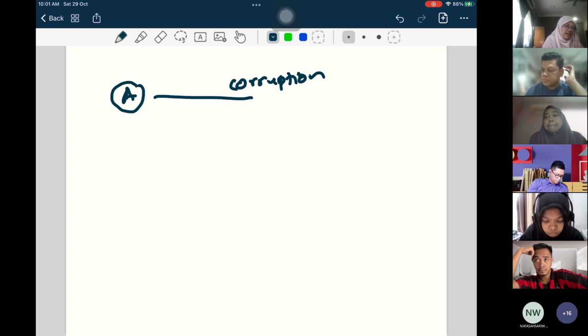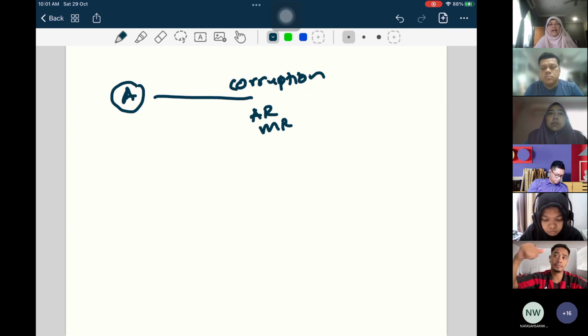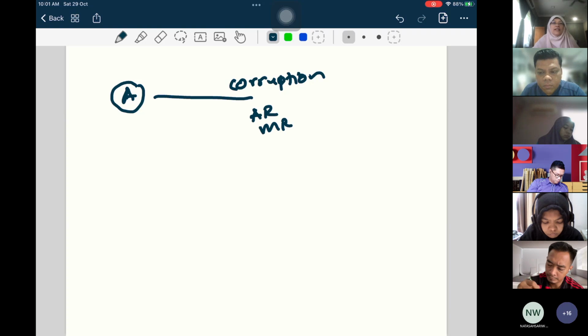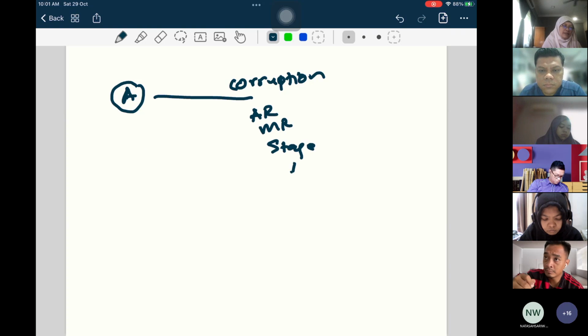Elemen yang you kena buktikan adalah actus reus and mens rea. What happened at the prosecution stage? Okay, by the way, berapa stage yang ada dekat criminal case? Criminal, bicara jenayah. Okay, ada dua. So, stages in criminal trial ada dua. Yang pertama ialah prosecution stage.